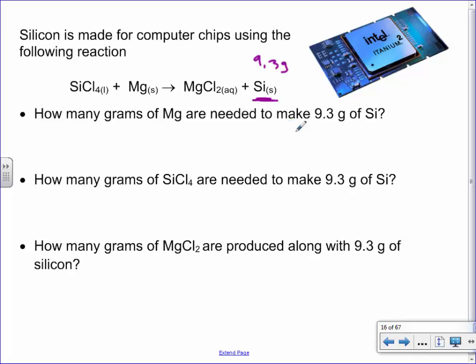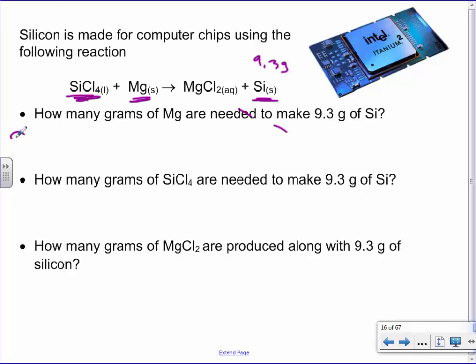Sound good? So the question is, how many grams of magnesium do you need? But more than that, a follow-up question is, how many grams of silicon tetrachloride will you need? Right? I need to make sure that I combine the exact right dosages when I start, so that when I'm finished, I get exactly 9.3. So let's try this here.